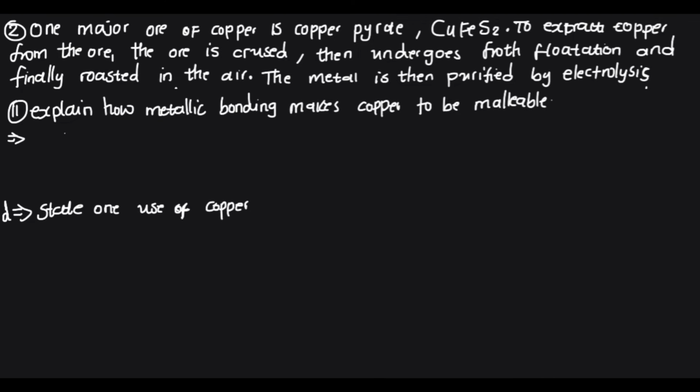Now we move on to Roman numeral 2. Explain how metallic bonding makes copper malleable. What is meant by malleable? Malleable is the characteristic of metals that says a metal can be hammered into a new shape without breaking. You can have a metal, then hammer it into a shape that you want. That is the characteristic of malleable.